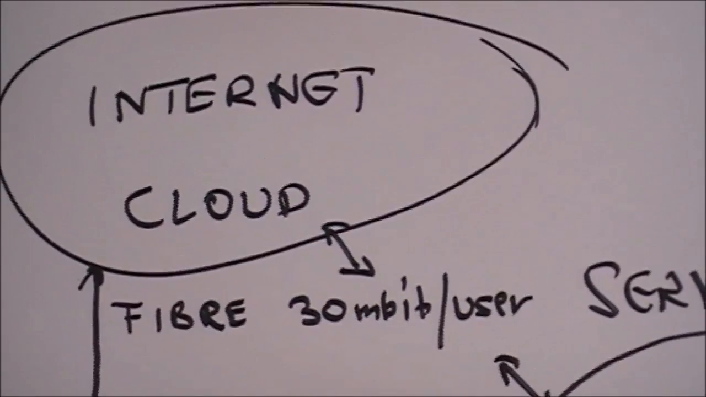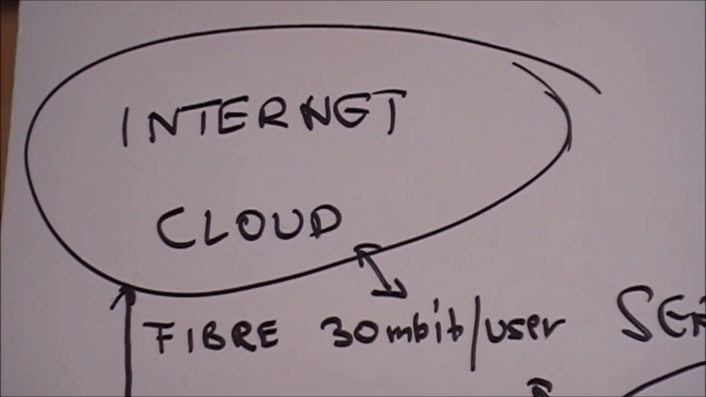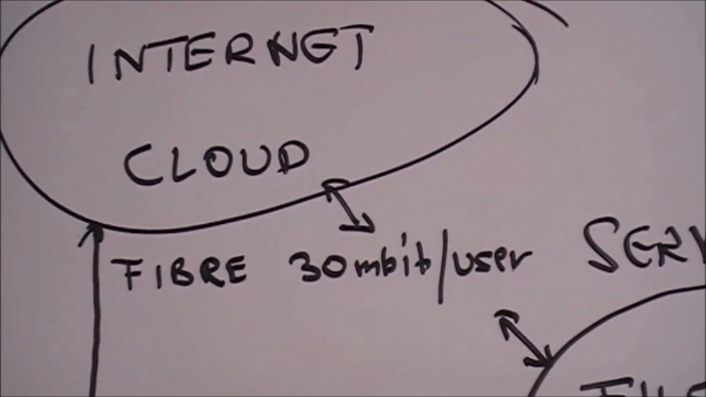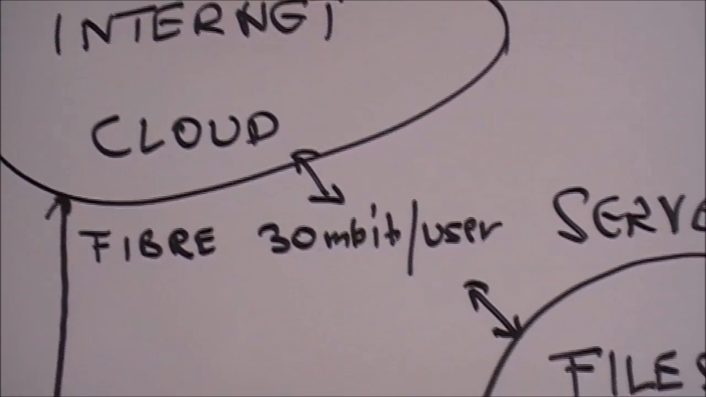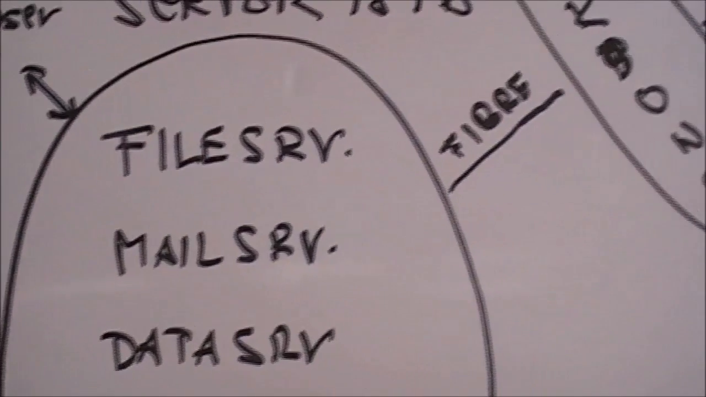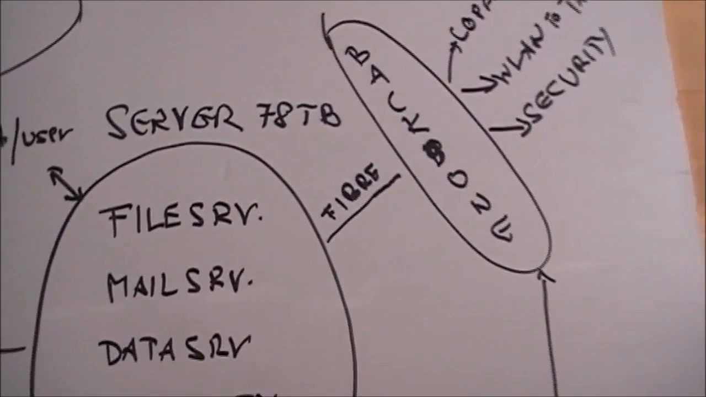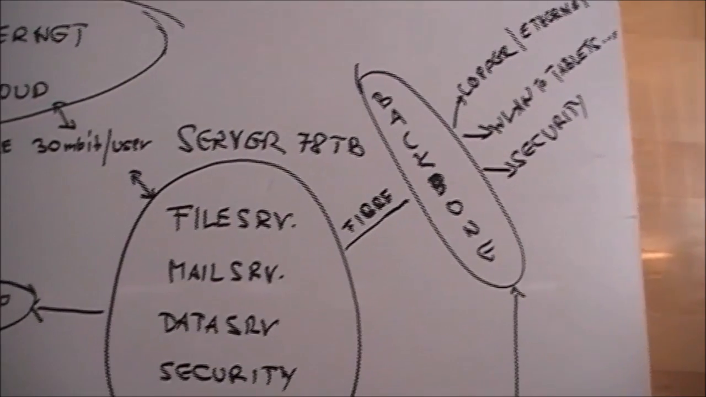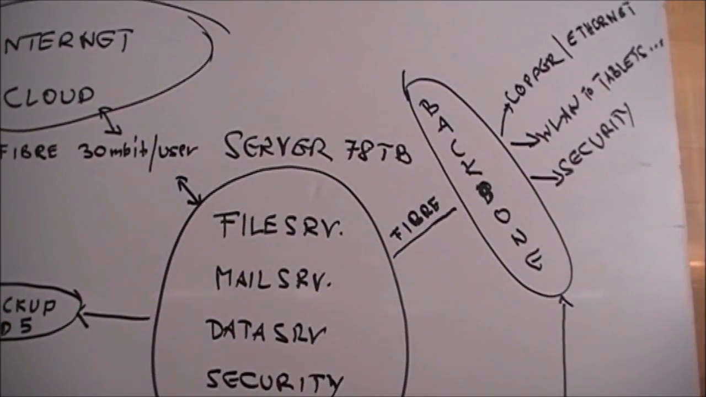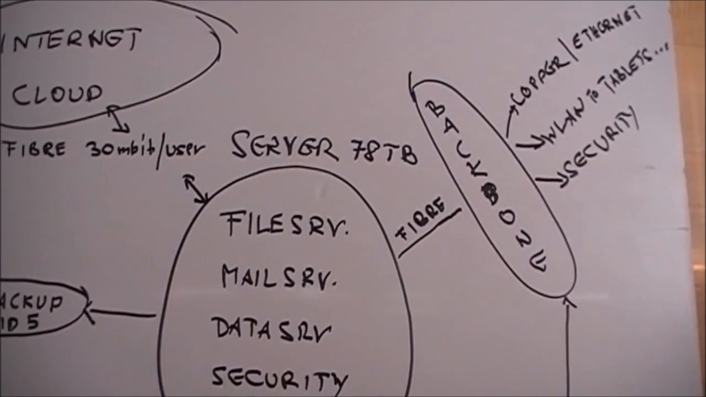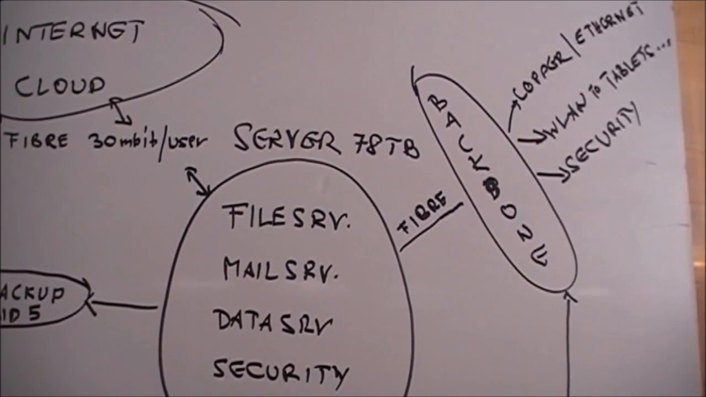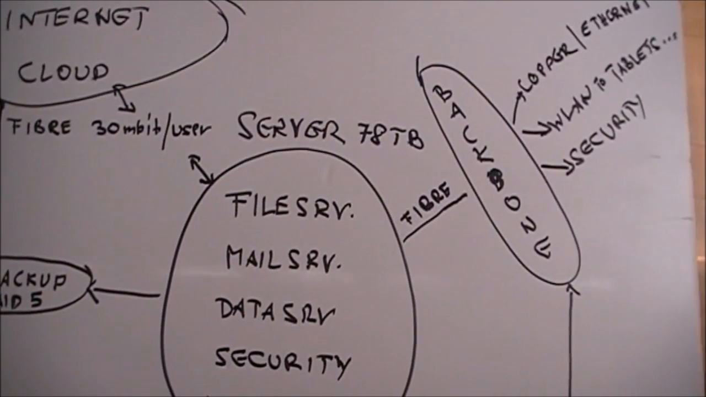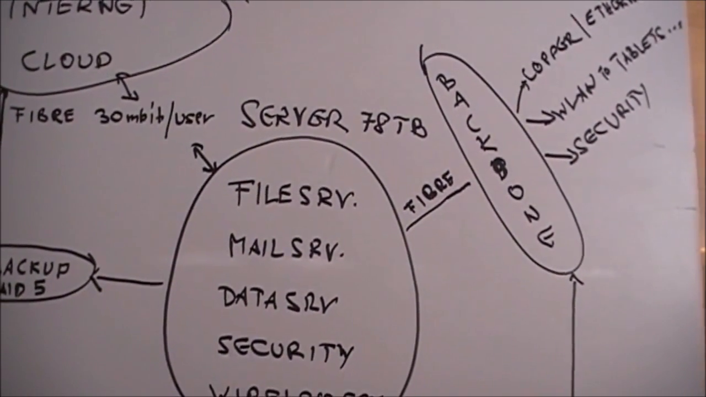Number 3, the internet cloud. We are connected via fiber optics that guarantees 30 megabit per user. And this service is also going to the backbone. Backbone means to all floors. We are using 3 different floors, and in all these floors we are connected via fiber, and to the computers the connection will consist of wireless at one time, and at the other end an Ethernet copper cable.